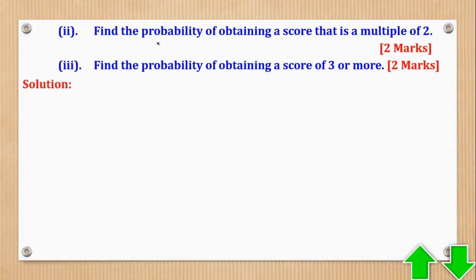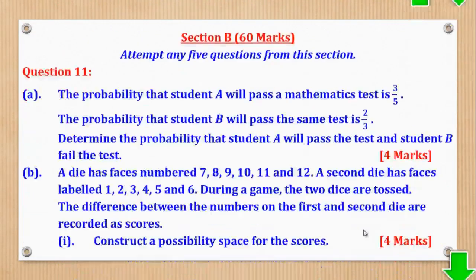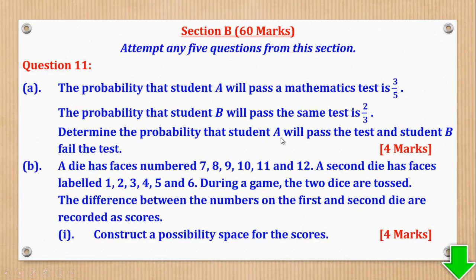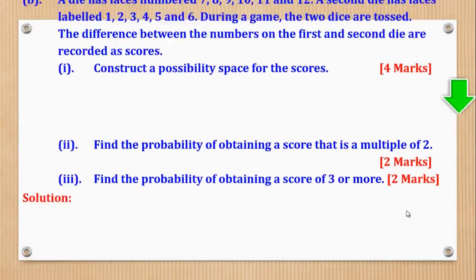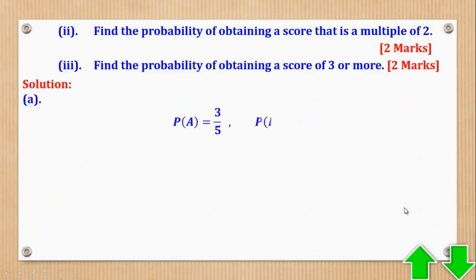So you come here and say, first of all, they want us to get the probability that A passes and B fails, that is A intersection B complement. So I have to get the probability of A, which is given, probability of B, which is given. Then I also get the complement.